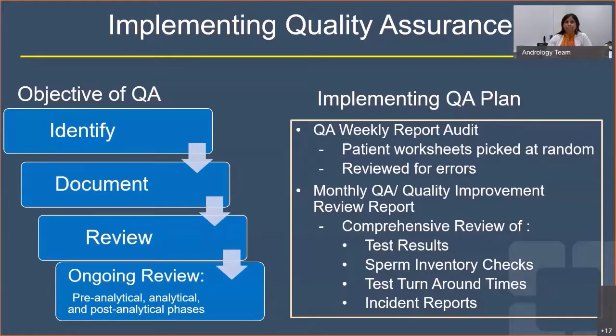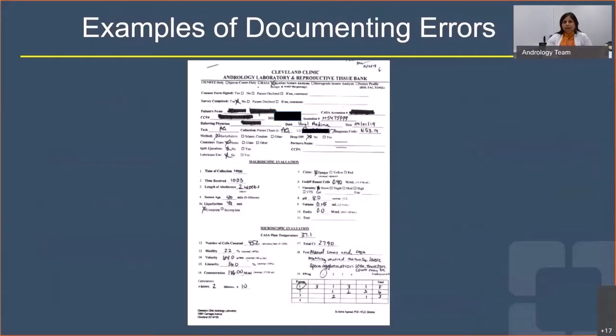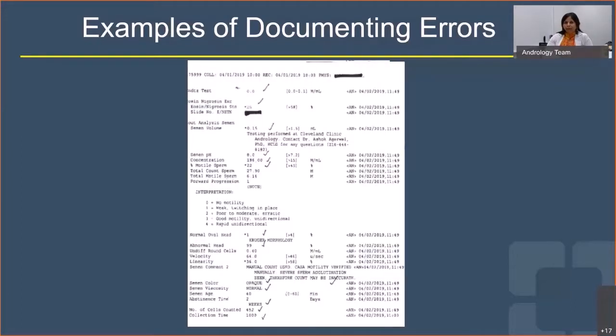Next slide. So this is an example of documenting errors, and this is an actual worksheet from a test that has been done in the Andrology lab at the Cleveland Clinic, and this is reviewed, checked for any errors, checked for calculation errors, and once everything is checked and documented, the supervisor will sign off, as you can see on the right upper hand of this sheet. And then checking of the electronic medical records, which is shown over here, printed from the Epic systems, and all of the results have been checked and documented.